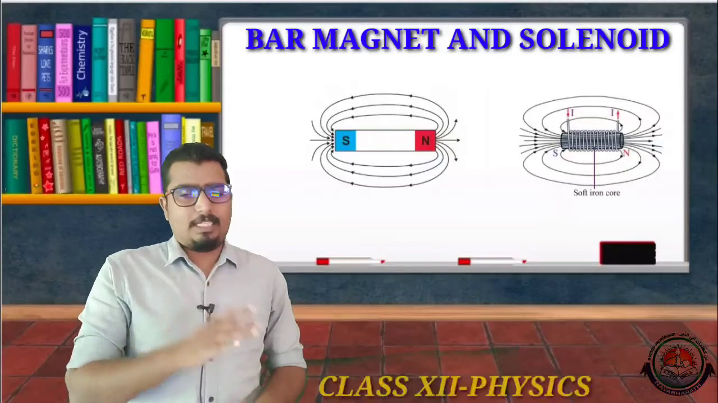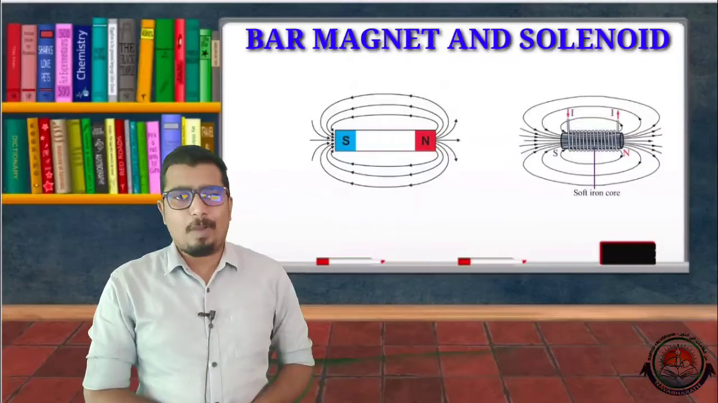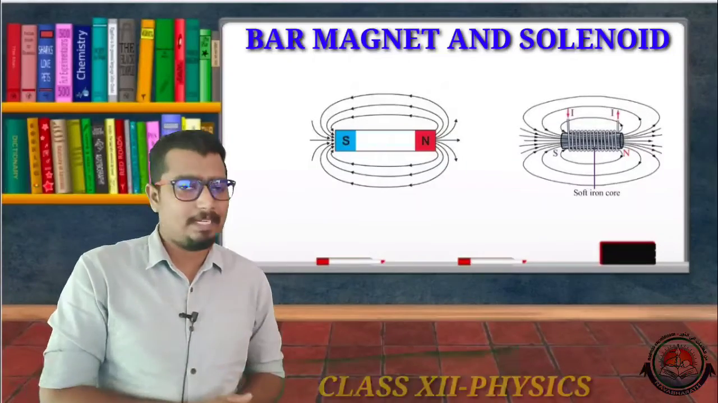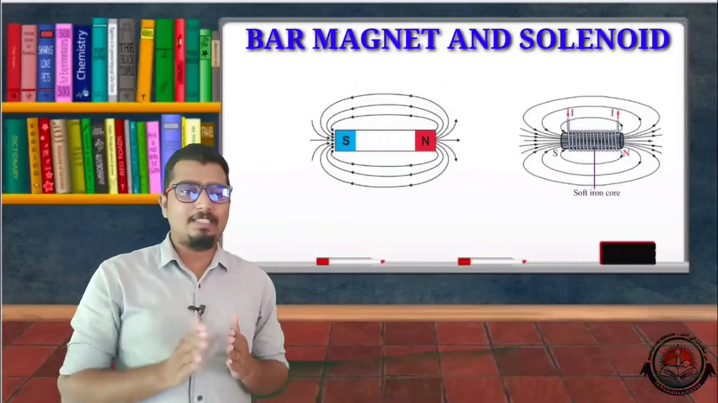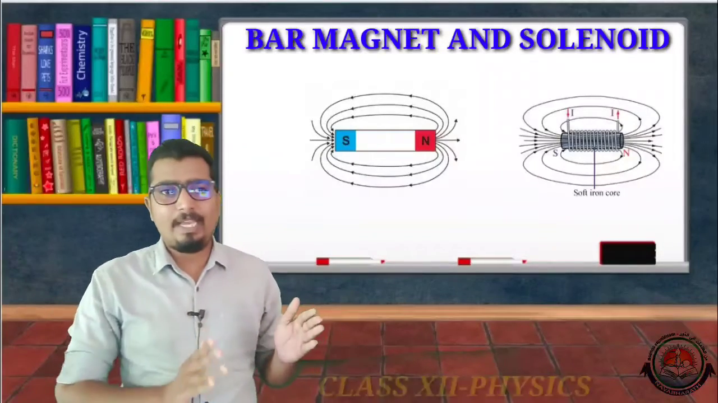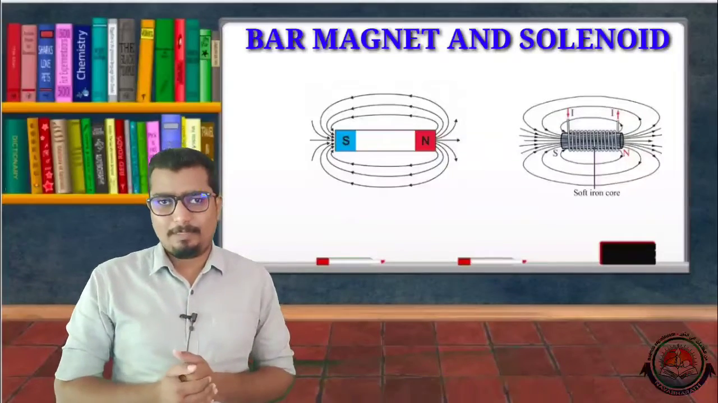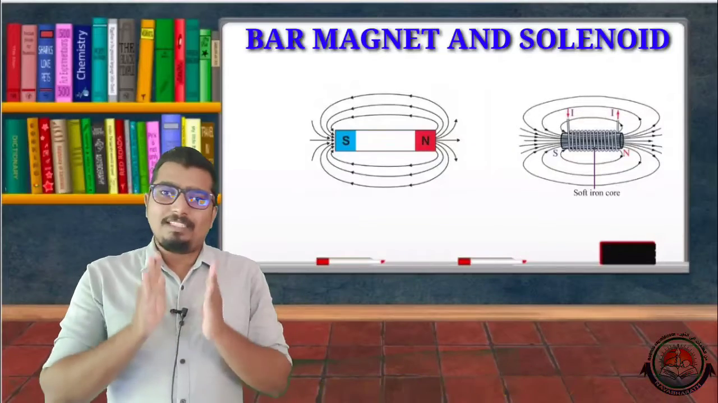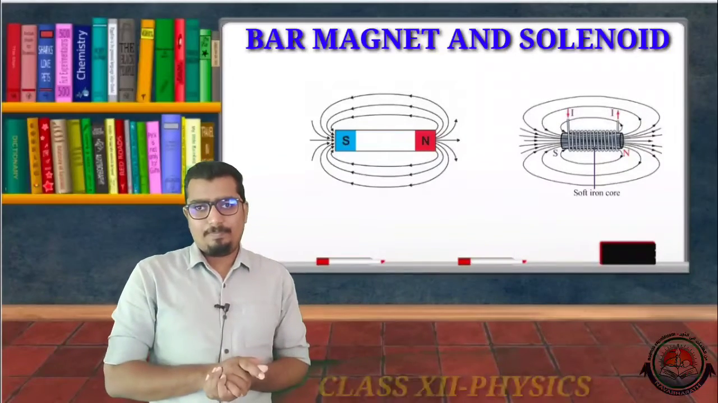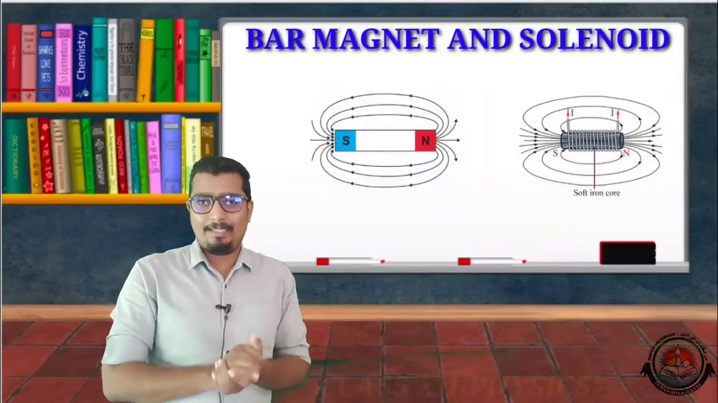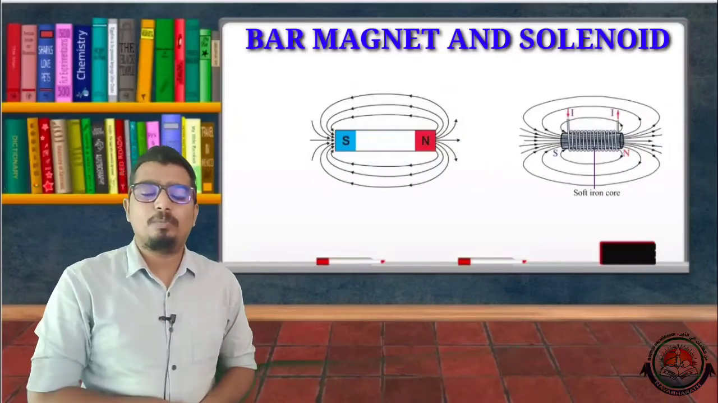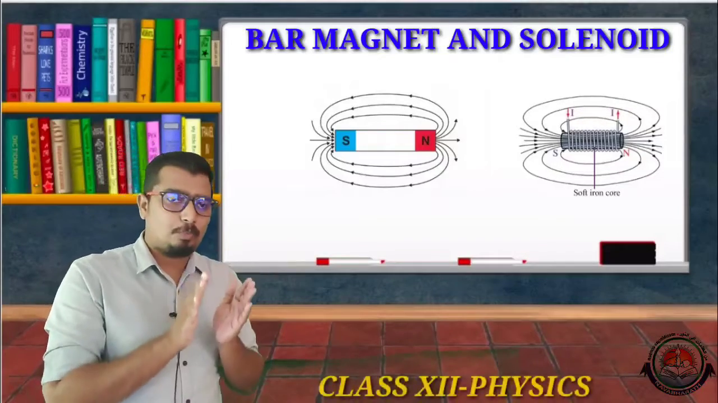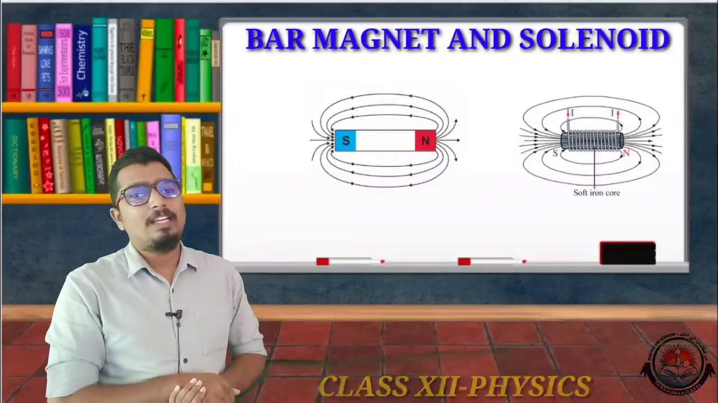Listen here. When a current is passing through a solenoid, it behaves like a bar magnet. At the two ends of the solenoid, North Pole and South Pole are developed.